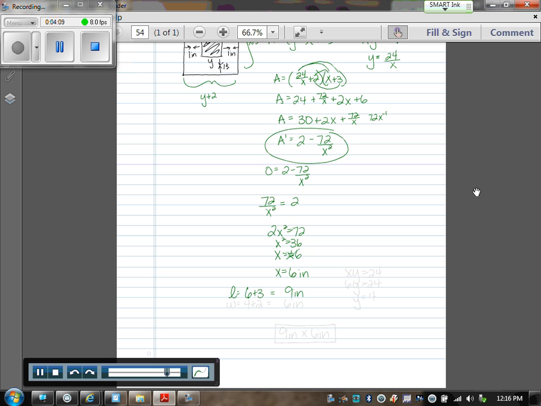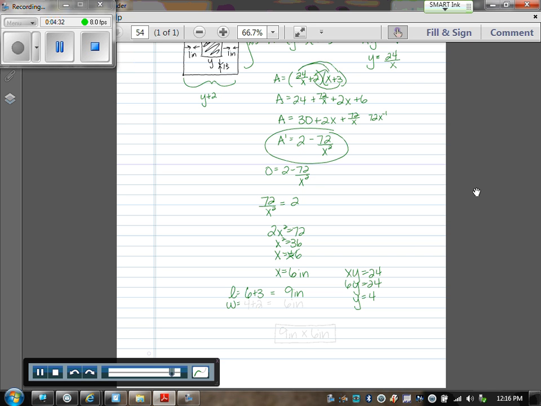I still need to find the width of my page, so I need to find y. If I know that x is 6, can I go back to my secondary equation, x times y equals 24, and use that to solve for y? And I get y equals 4. But again, if y equals 4, that doesn't mean that's the width of my page. That just means it's the width of my writing.